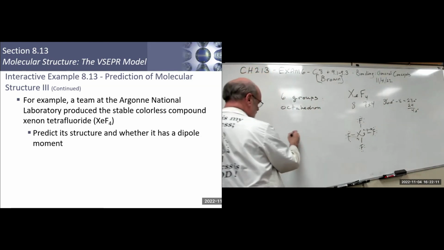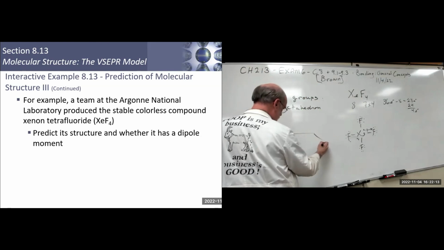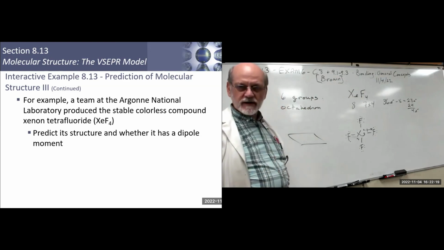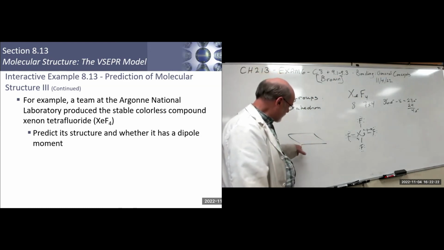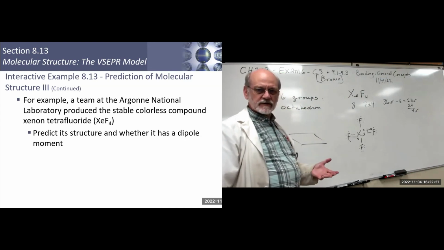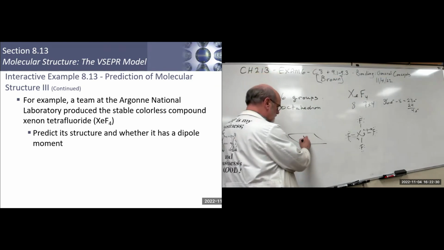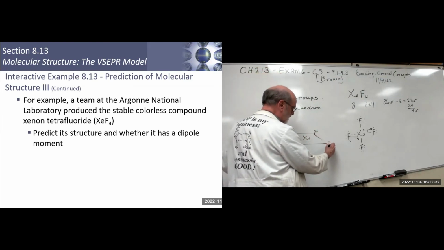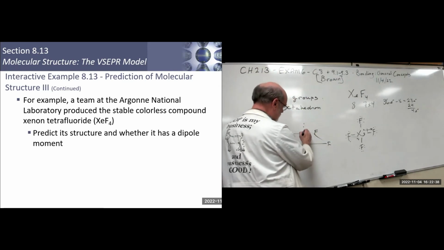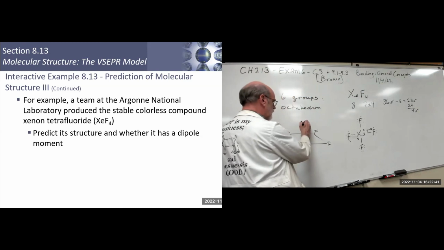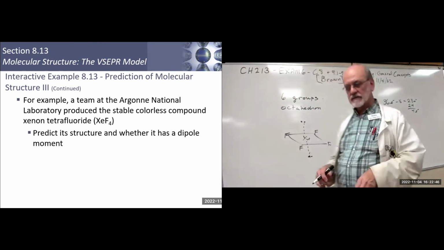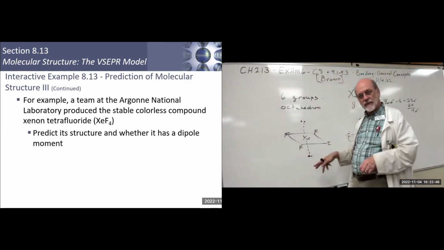So if we draw an octahedron, where are we going to put everything? Do we put 2 fluorines here and then a fluorine and a fluorine on the apexes? That would be unbalanced. What happens is the fluorines go on the square and the lone pairs go on the apex, the upper and lower apex.